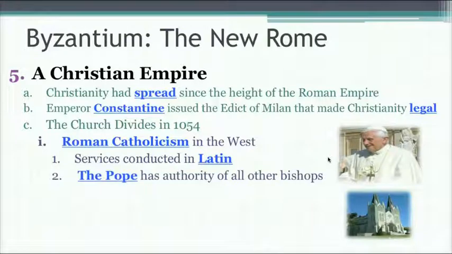The Pope has authority in the Roman Catholic Church over all other bishops, and priests cannot marry. Now I'm going to use those three ideas to compare to the new form of Christianity that develops over here in the Byzantine Empire. So understand, Roman Catholics, up until this point, everybody was a Roman Catholic. You called yourselves a Christian, but you were technically a Roman Catholic.